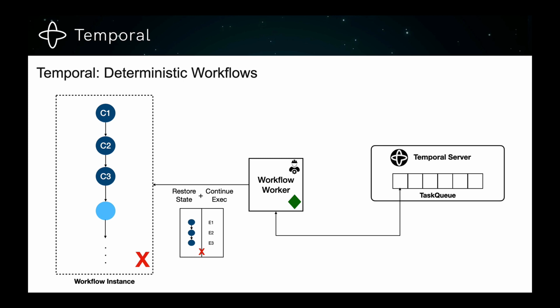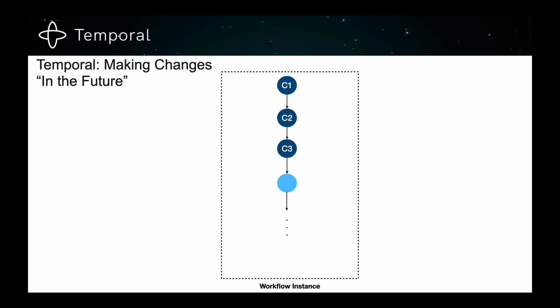However, if for some reason we added some change to our workflow or changed our workflow code, this mapping fails, our workflow execution is not deterministic, and the workflow execution is going to stop with a non-deterministic error. So what does that mean for workflows and versioning and dealing with changes?